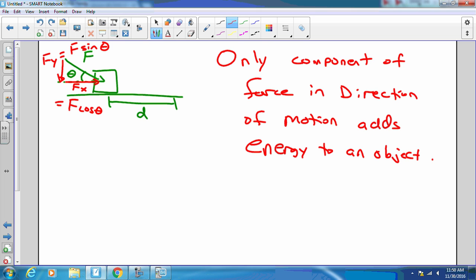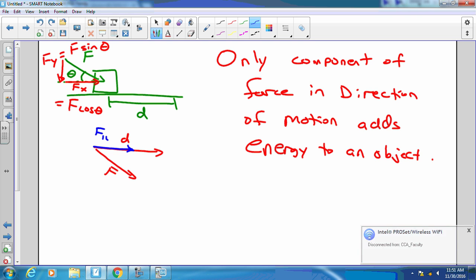And here's the way to visualize it. I've got my force, I've got my distance. Here's my force vector, everybody sees that. Here's my distance vector. And only the component of force in the direction of motion, let's call that F parallel, because it is parallel to the direction of motion, is the only component of force that actually does any useful work.